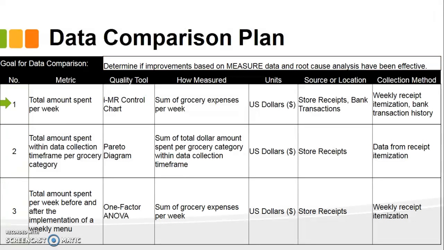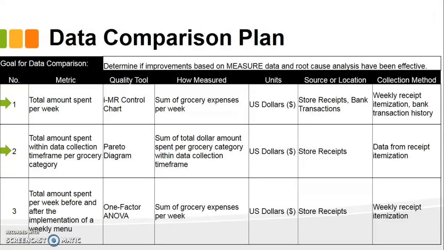The first one is an IMR chart. I'm going to update the one from the last presentation with the most current data I have from the weekly grocery expenses. Then looking at the Pareto diagram, I'm going to compare the previous one from the measure phase to one with the updated expenses to see if grocery categories have changed or shifted.